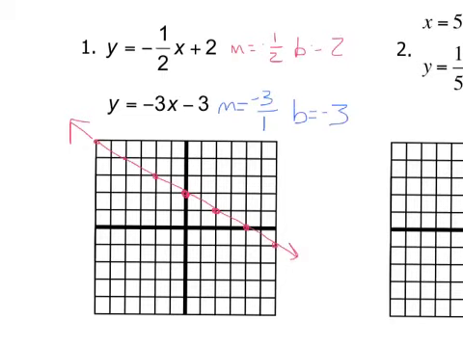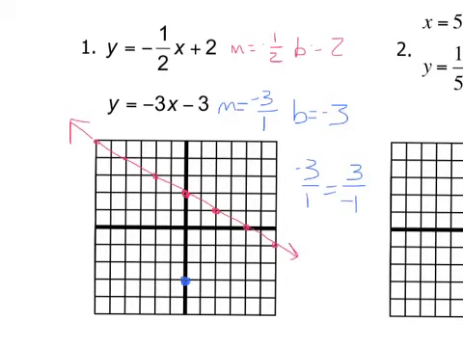Second line, I have an m of -3 over 1 and a b of -3. So I'm down 1, 2, 3 on the y-axis. And then a slope of -3 will take me off the graph. So I want you guys to realize something. -3 over 1 is the same as 3 over -1, if I just put the negative on the other piece.